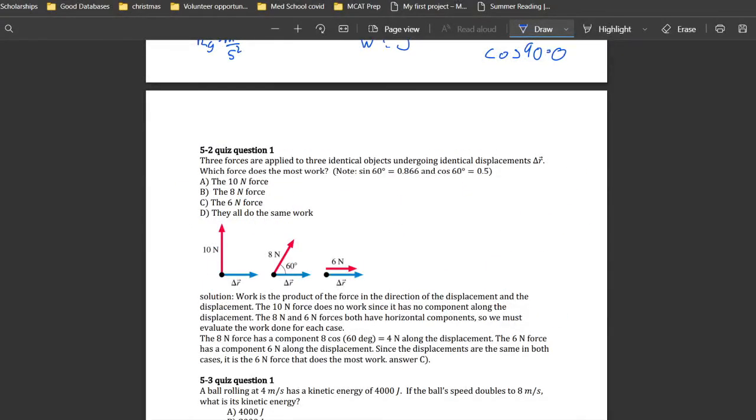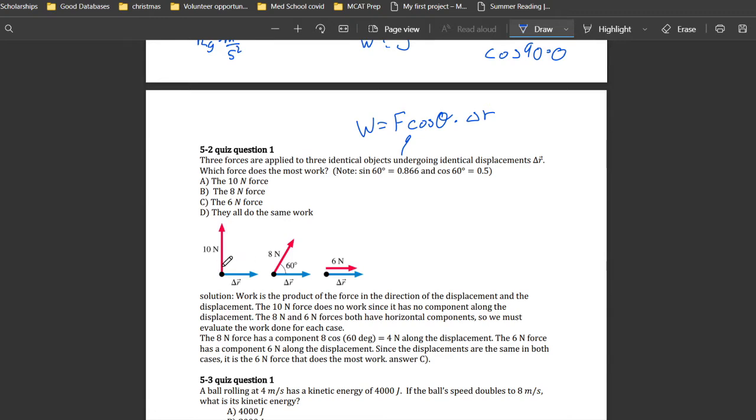Okay, so starting off with 5.2 quiz question 1, we have 3 forces applied to 3 identical objects undergoing identical displacement, delta r. Which force does the most work? So if you recall, we will use the relevant equation. Work is equal to the force times cos theta times the displacement, or in this case, delta r. So let's get an idea of the angles, the cos theta, that we're going to be applying to each of these vector systems.